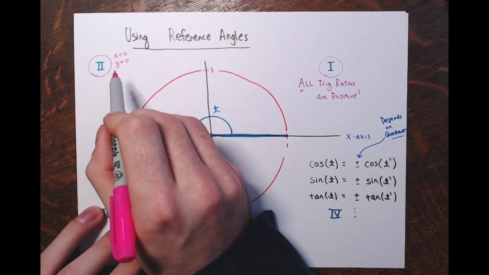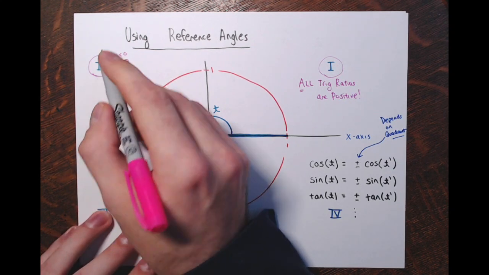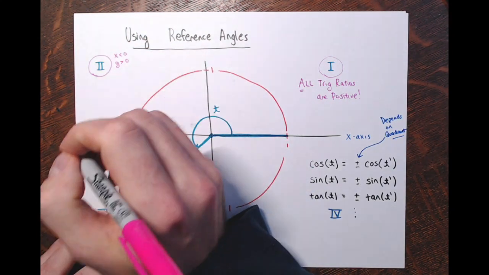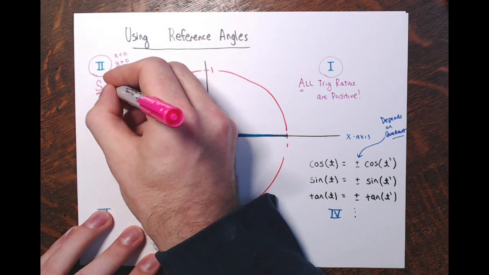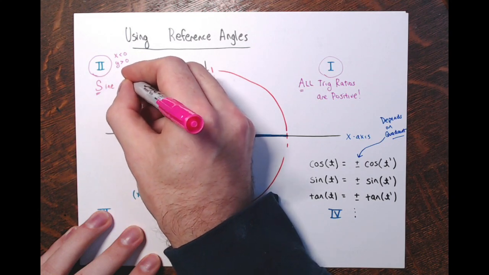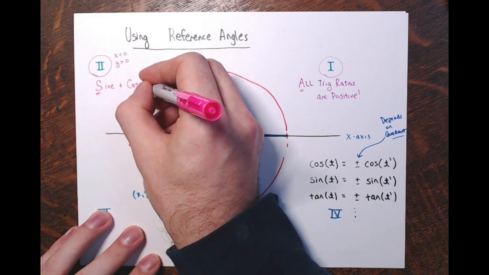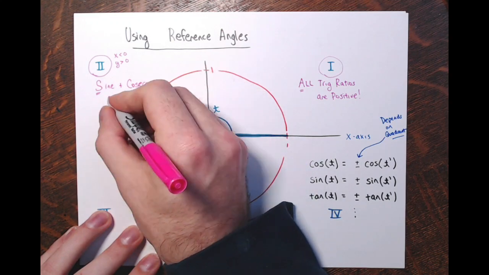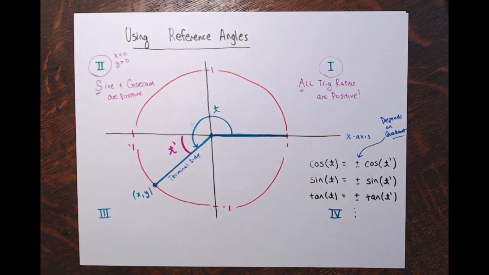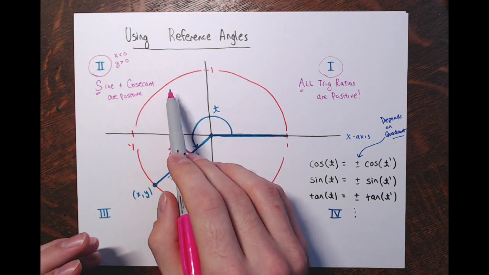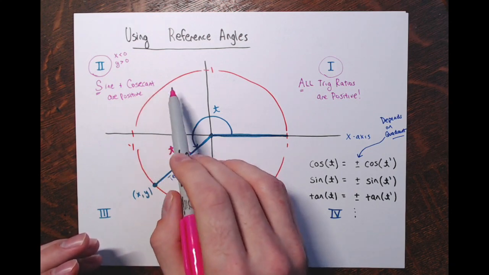So the only trig functions that are positive in quadrant 2 are sine and cosecant, its reciprocal. So sine, right, sine and cosecant, the reciprocal, are positive, and that's it. They're the only positive trig functions in quadrant 2. Everything else is going to be negative. Alright. So cosine, secant, tangent, cotangent are all negative in quadrant 2.